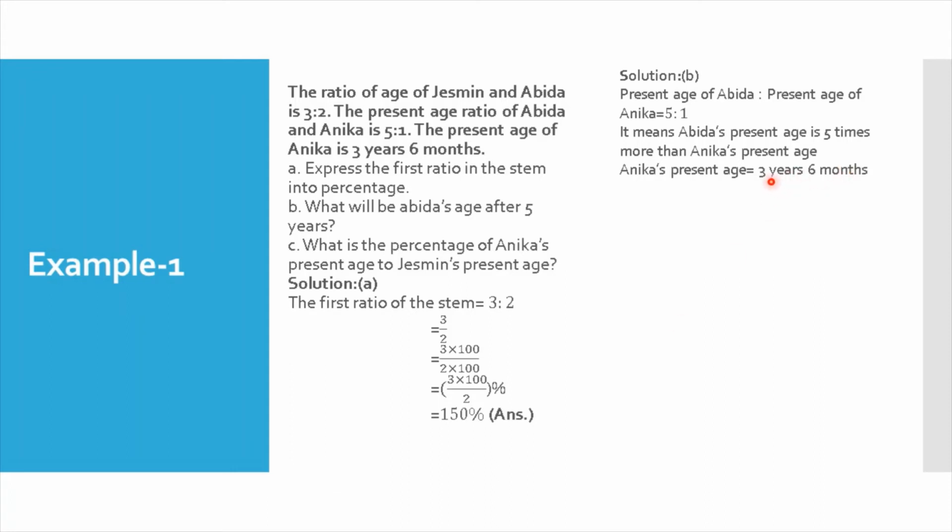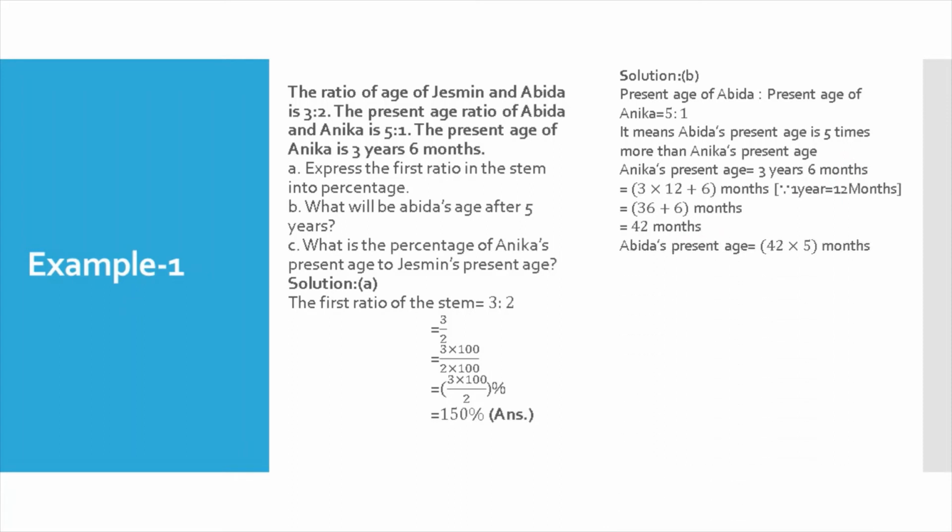So we have to convert these 3 years into months. That will help us to solve this math easily. 3 multiplied by 12 plus 6. Why is it multiplied by 12? Because 1 year equals 12 months. That's why 3 multiplied by 12 plus 6 gives the full months. 3 multiplied by 12 is 36, plus 6, so 42 months. That is the conversion: 3 years 6 months equals 42 months.